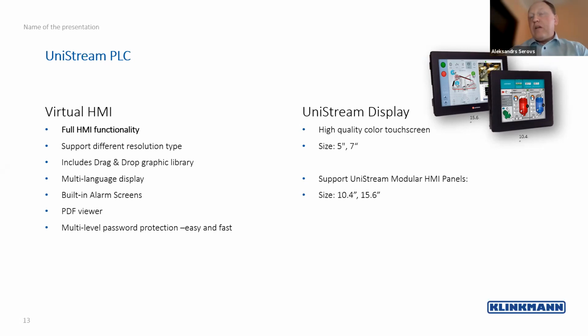UniStream displays are available in different sizes. As an example, 5 and 7 inches can be attached, and you can even use standard PLC HMI panels as displays if needed. Such panels have bigger sizes, 10 or 15 inches.